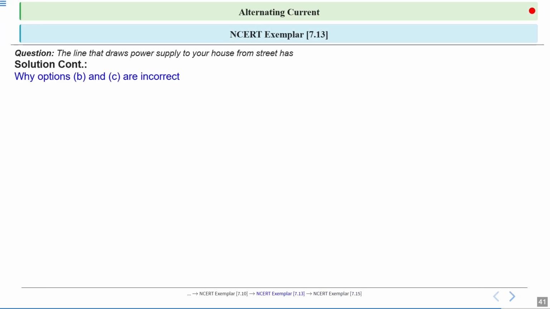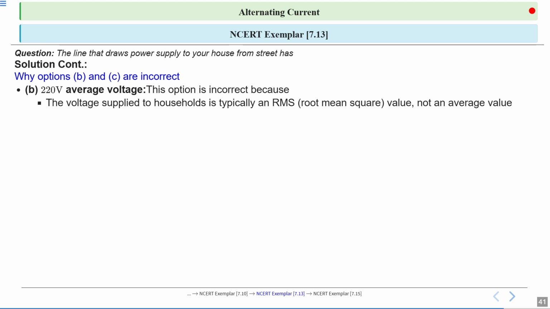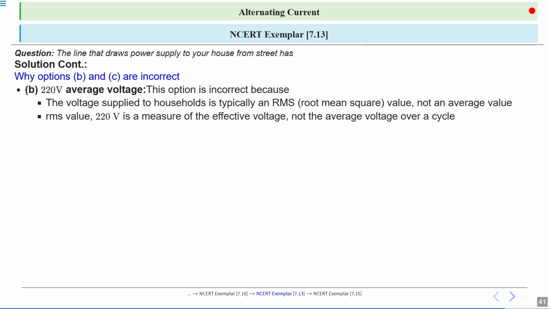Why are options B and C incorrect? Option B was 220 volt average voltage. This is not the average voltage. This is the RMS value of voltage, 220 volt. That's why it is wrong. The RMS value of 220 volt is a measure of the effective voltage, not the average voltage over a cycle.